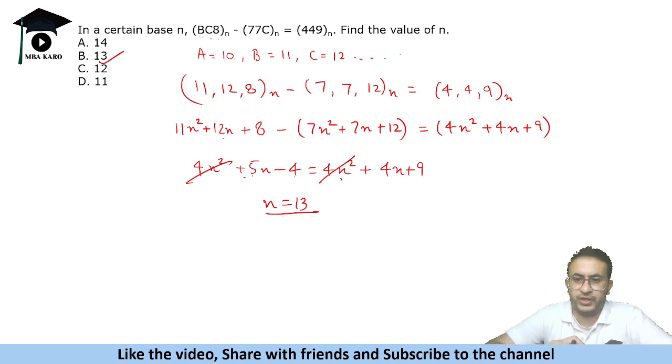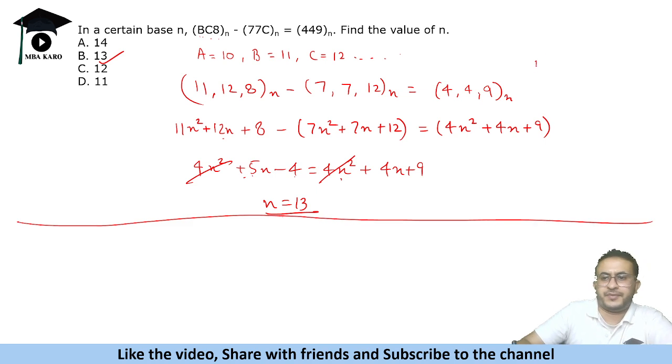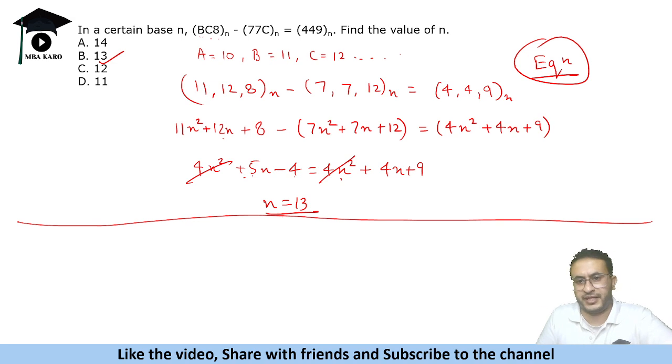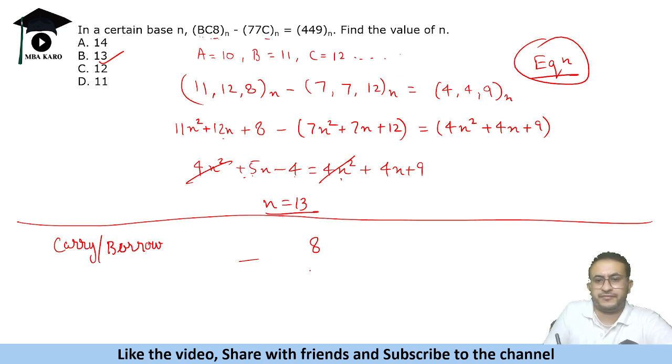This is the equation method. There are two ways to solve this question. One is the equation method, and another one, which is a smart move and can be done directly, is the carry method, the carry or borrow thing. See, the last digit is 8, and 8 minus this digit 12 gives 9.